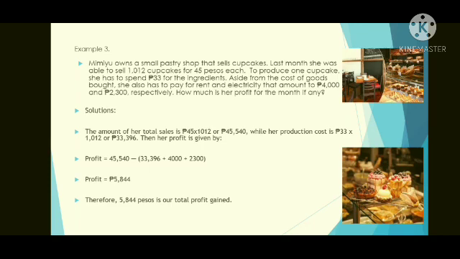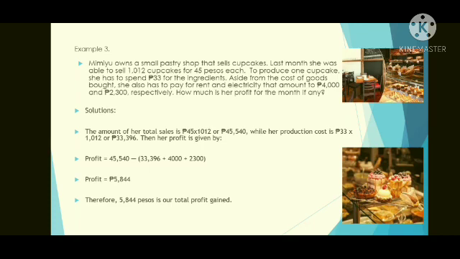Example number 3. Mimi Yu owns a small pastry shop that sells cupcakes. Last month, she was able to sell 1,012 cupcakes for 45 pesos each. So 1,012 cupcakes is the total number of cupcakes she was able to sell last month for 45 pesos each. One cupcake has an amount of 45 pesos.